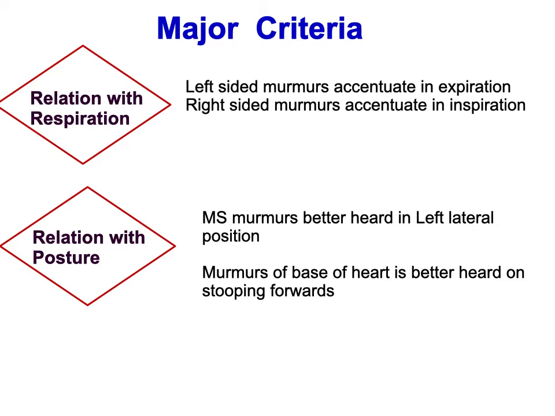Posture, I have already discussed that murmurs in mitral stenosis are best heard in the left lateral position because of obvious reasons, and murmurs of the base of the heart, that means aortic and pulmonary area, are better heard when we stoop forwards. That means the base of the heart comes closer to the chest wall and the murmur becomes more intense.